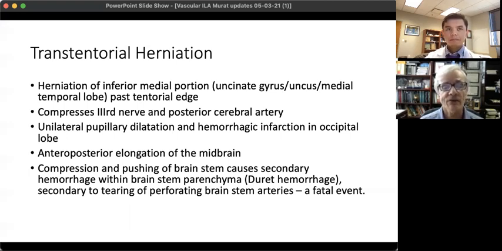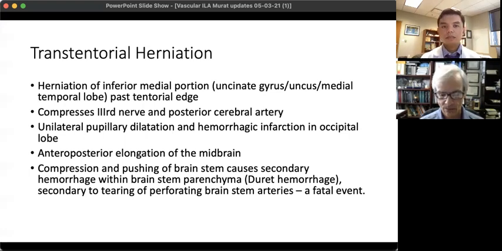So these are different from the hypertensive hemorrhage. Hypertensive hemorrhage is usually one big one in the center of the pons and boom, that's it. But Duret hemorrhages are small, multiple hemorrhages in the context of a transtentorial herniation. So they're quite different and easy to tell apart.